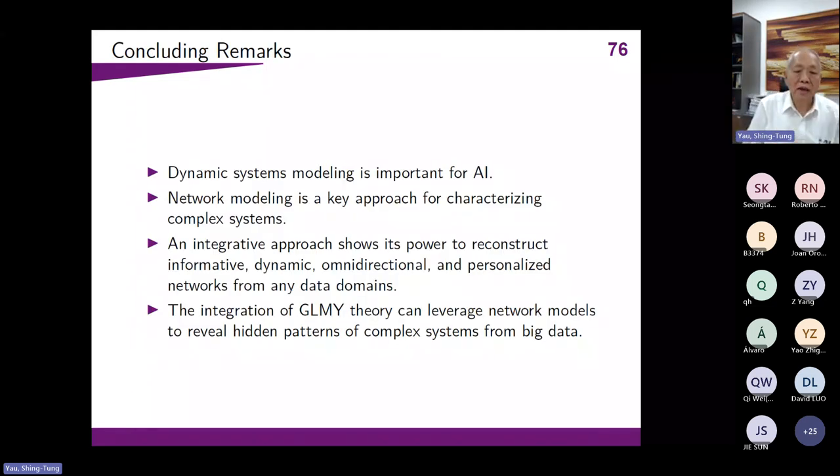So at last, we just say that dynamical system modeling is an important part of AI. Network modeling is a key approach for characterizing complex systems. The integrative approach shows its power to reconstruct informative, dynamical, omnidimensional, and personalized networks from any data domains. The integration of graph theory can leverage network modeling to reveal hidden patterns of complex systems from big data. So this is a very brief summary of the work that we did on medical imaging and biological processes and all that. So I will stop here. Thank you.